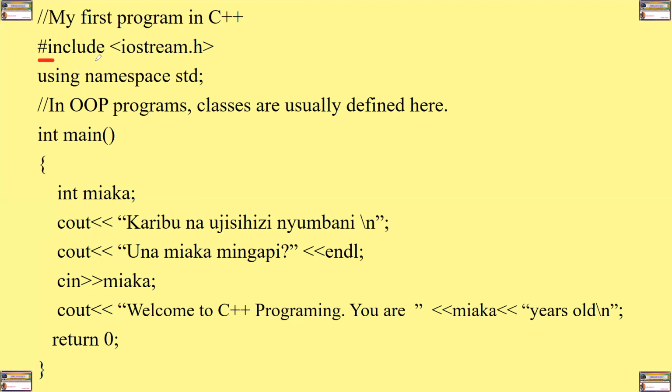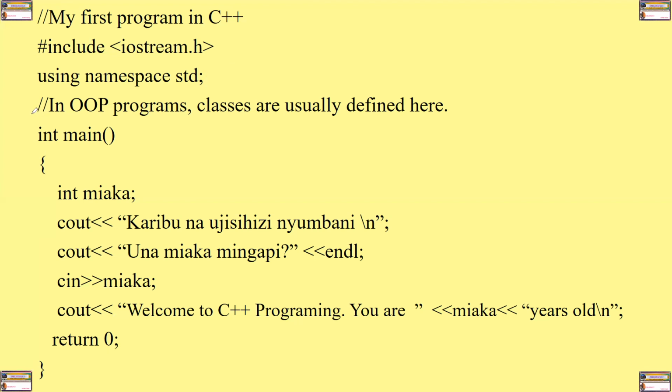So, hash include iostream. And header files can be many, like iostream and others that I'm going to come across in my subsequent series of presentations. And then we have using namespace standard. Remember what we have said, that whenever you're going to be using standard input and output devices, it's always good to include this statement within your program.